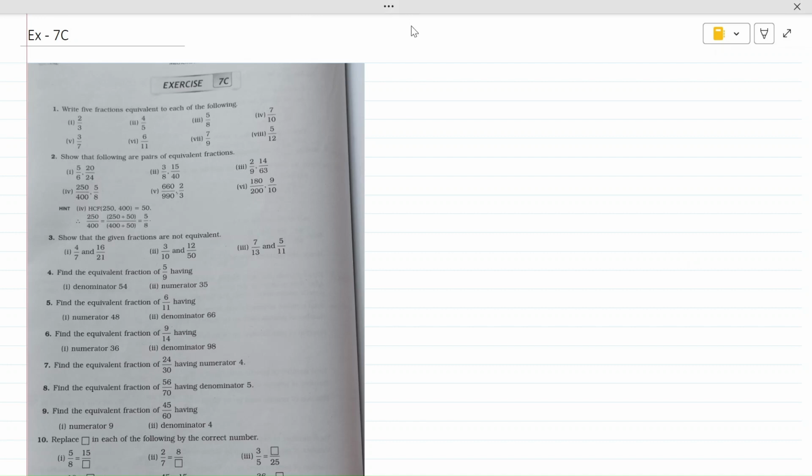The first question here is: write 5 fractions equivalent to each of the following. Question number 1, for the first part 2 by 3, we have to find the equivalent fractions. The best way to do this is to start multiplying with 2, because if we multiply with 1, we will get the same thing. So let's multiply with 2. If I multiply the numerator with 2, I will have to multiply the denominator also with 2. So what I get here is 4 by 6, right?